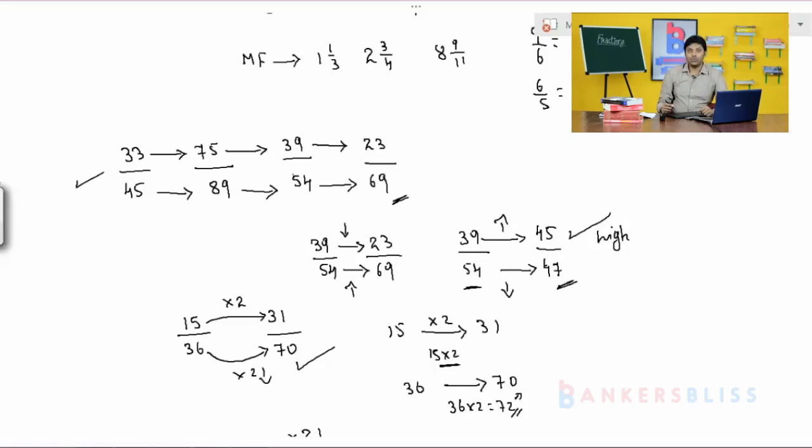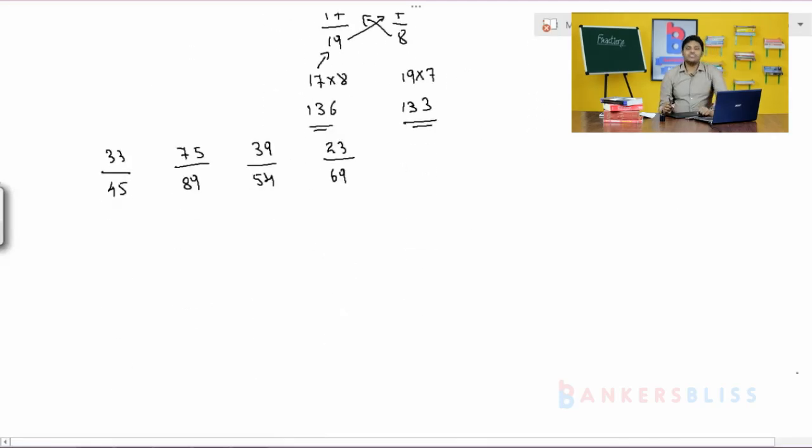Consider the above example we have taken: 33/45, 75/89, 39/54, 23/69. Consider the same example now. We have to identify which is the greater among these fractions. See here, go through the fractions: in the last two, the numerator is decreased and the denominator is increased. If this is the case, as I had told, the resultant fraction value will be less. Therefore, 23 by 69 is less, so this cannot be the highest one.